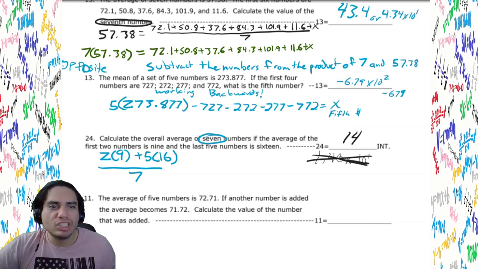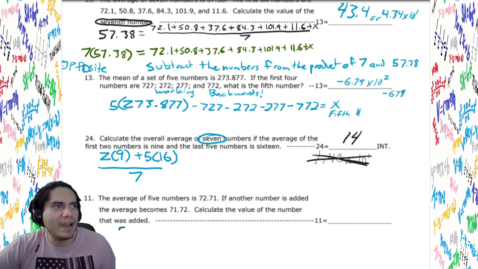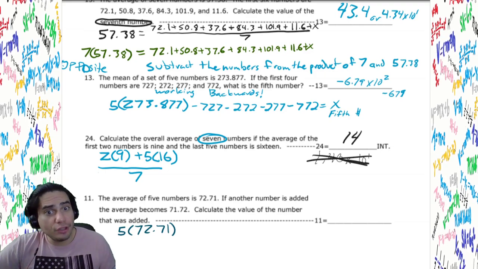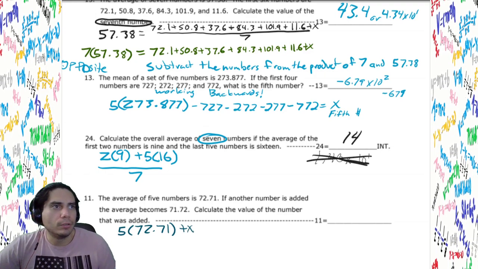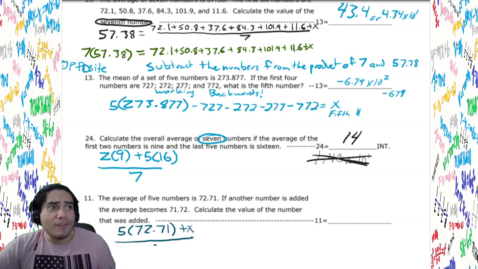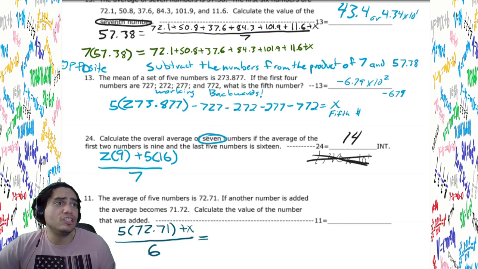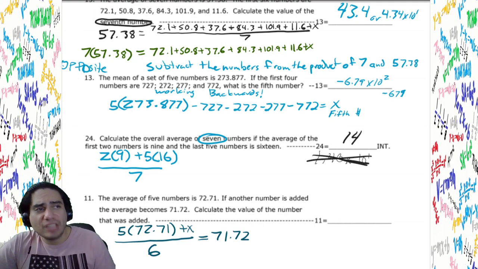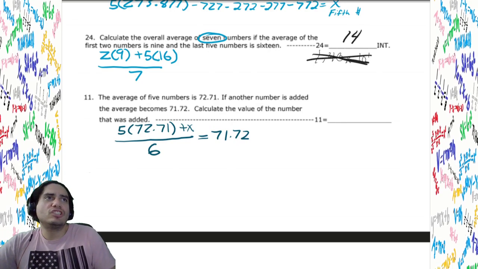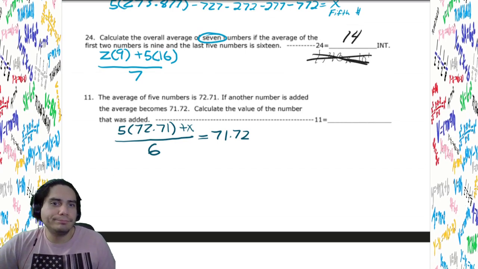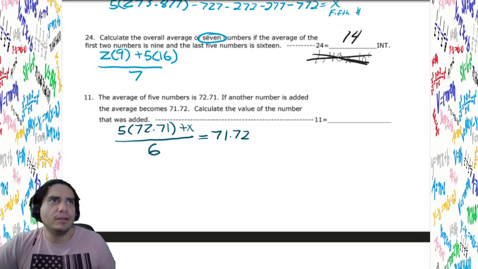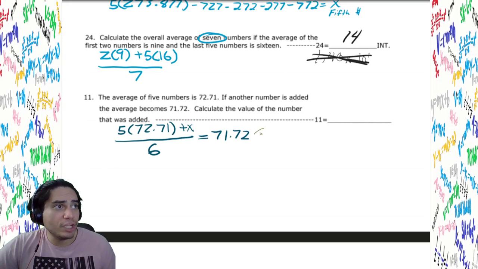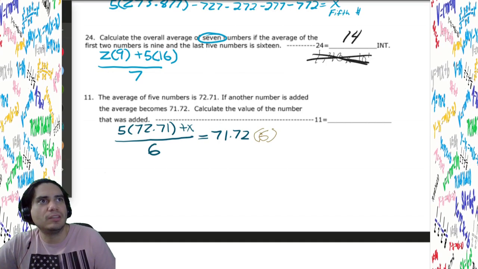The average of 5 numbers is 72.71, okay? So we got 5 numbers. But now we're gonna add another number. So now, after we add another number, we find the average, we divide by 6 now, and the average equals 71.72. We need to calculate the value of the number that was added, okay? That's a good problem here. Let's change the color to brown. So what we should have done is multiply this by 6, okay? Let me make it a little bit darker here.